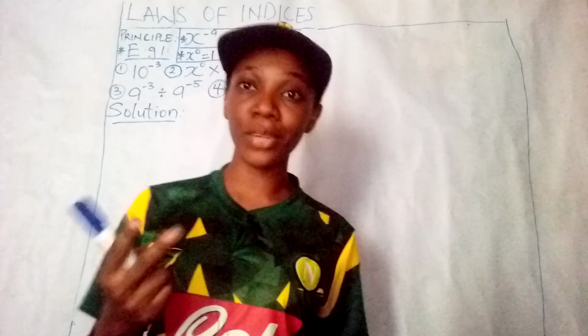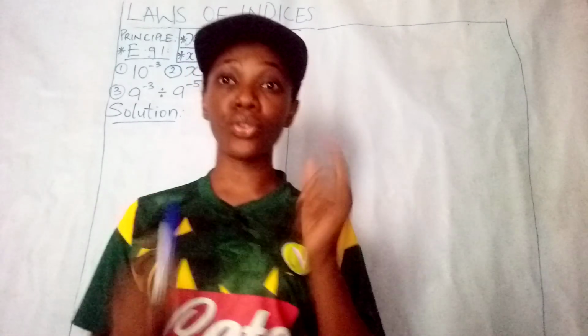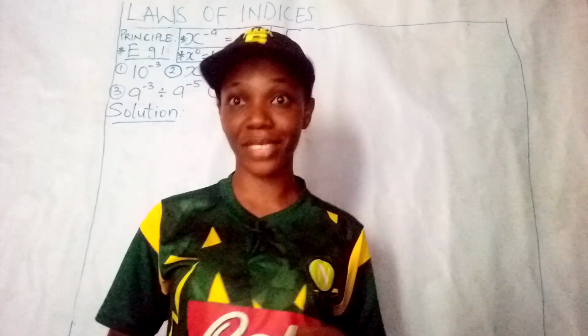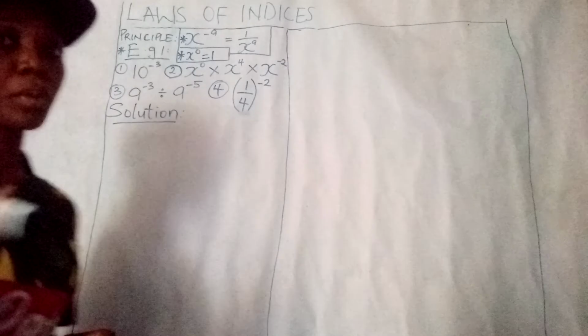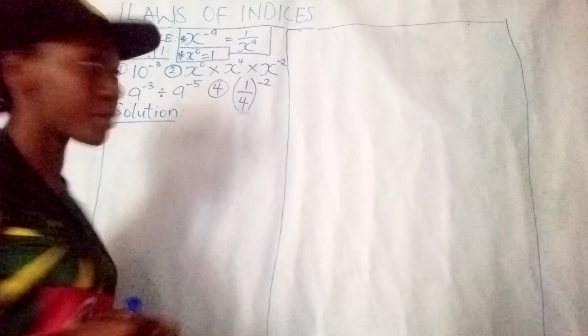But for today, we're going to be looking at the very last stage of the laws of indices, the last principles. They are just 2 in 1. So we're going straight to the video, no waste of time. We have example 1, but before we do that, let's look at the principle.